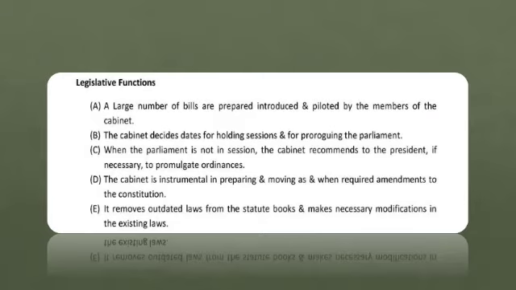Parliament has more than 95% of the bills that are government bills prepared by the ministers, that is the Council of Ministers. In the matter of issuing ordinances, as in other matters, the President acts on the advice of the ministers only. The Cabinet is also instrumental in planning and moving an amendment to the Constitution. So these are the legislative functions of the Council of Ministers. This is very important. Learn any four.